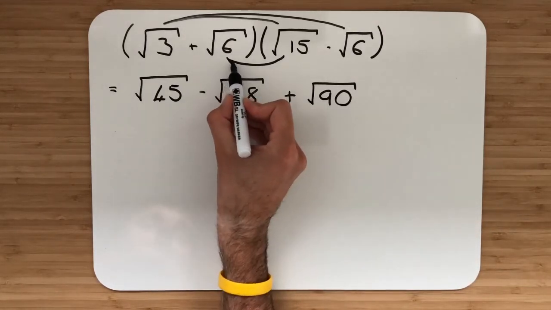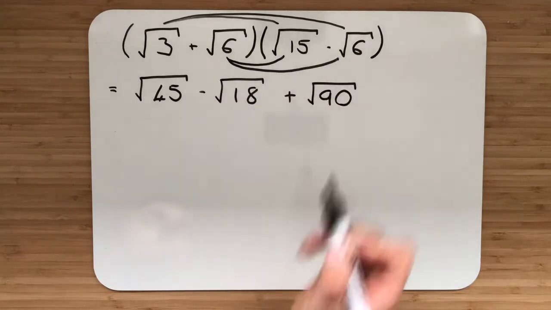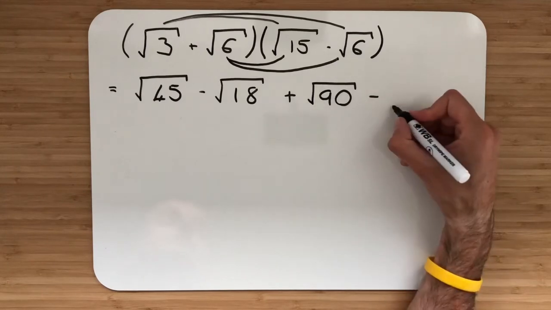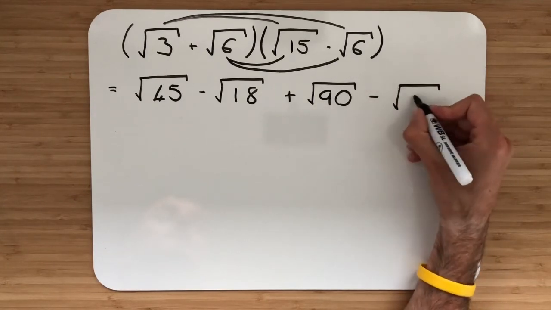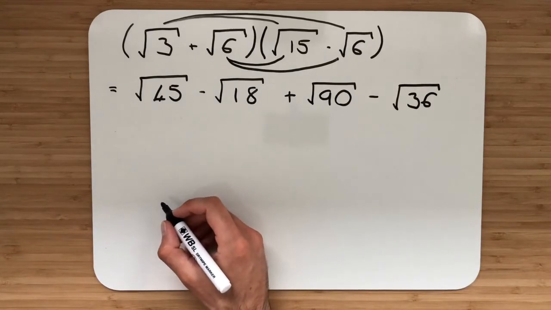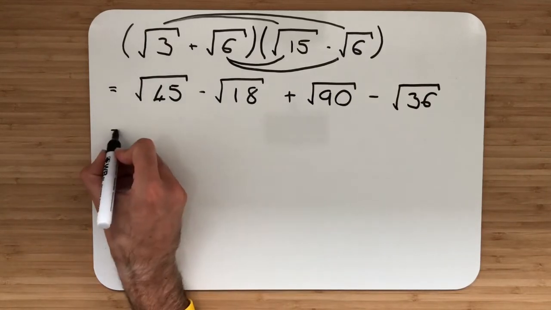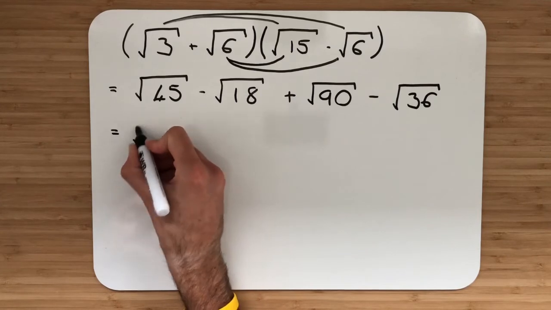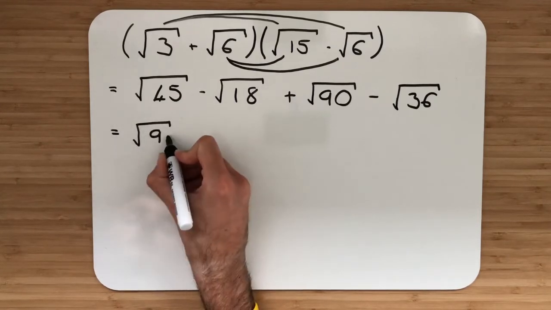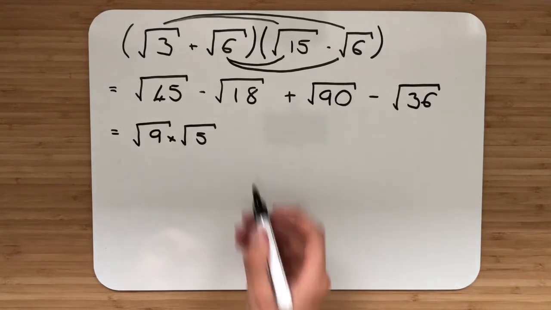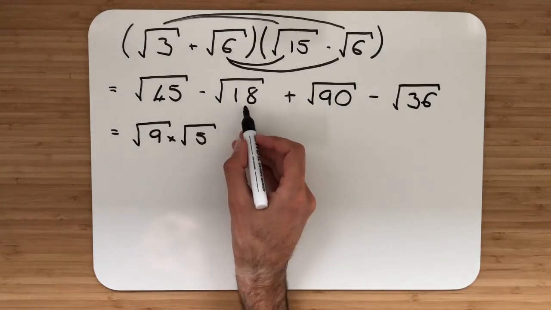Then I have my root 6, which I will multiply by negative root 6. Positive and a negative gives me a negative. Root 6 multiplied by root 6 gives me root 36. Now at this stage here, we need to see if we can simplify anything down. So root 45, are there two numbers that multiply together to give me 45, one of them being square? Well, I could write that as root 9 multiplying root 5.